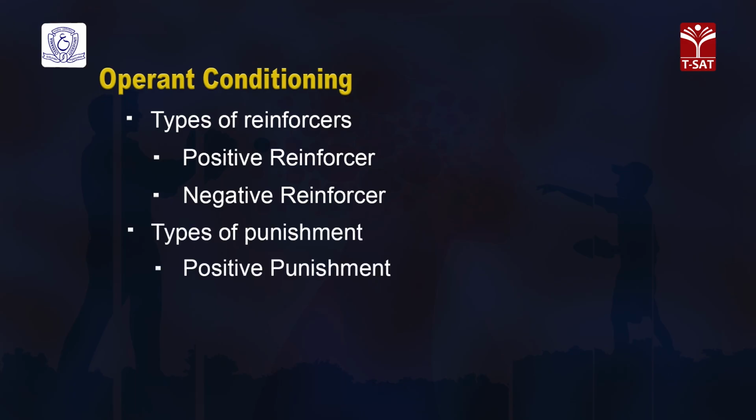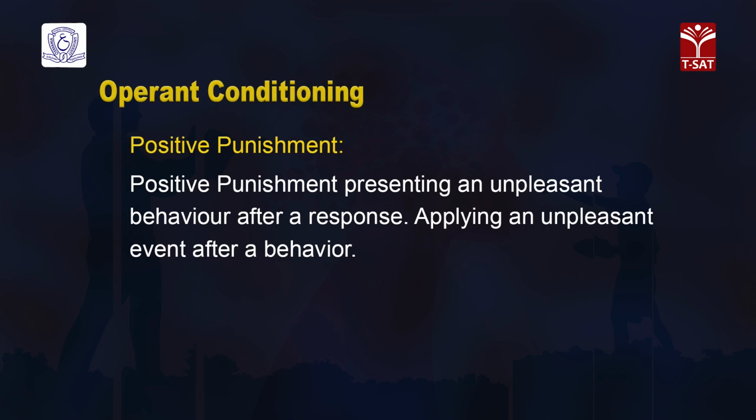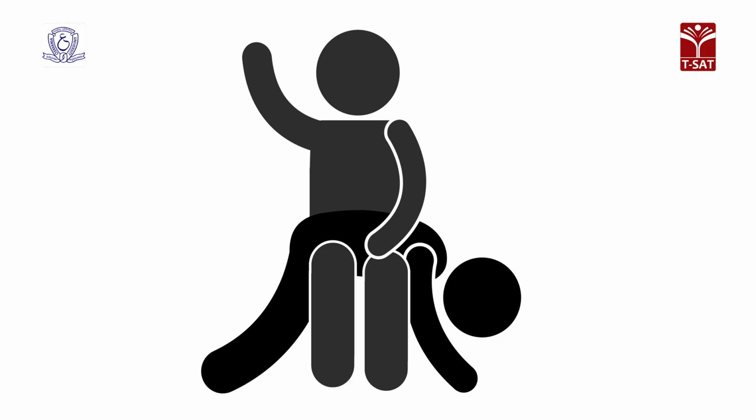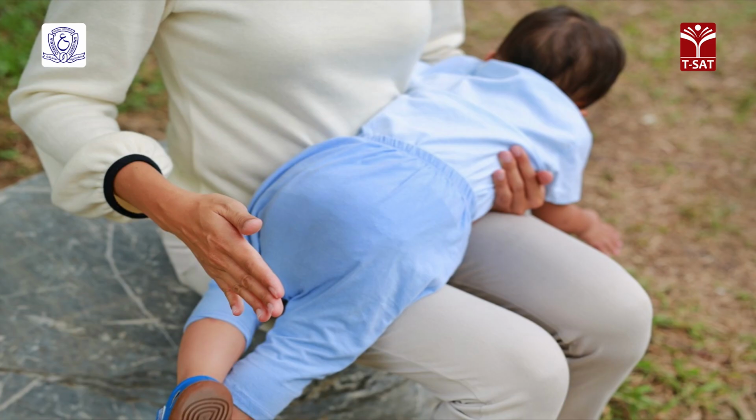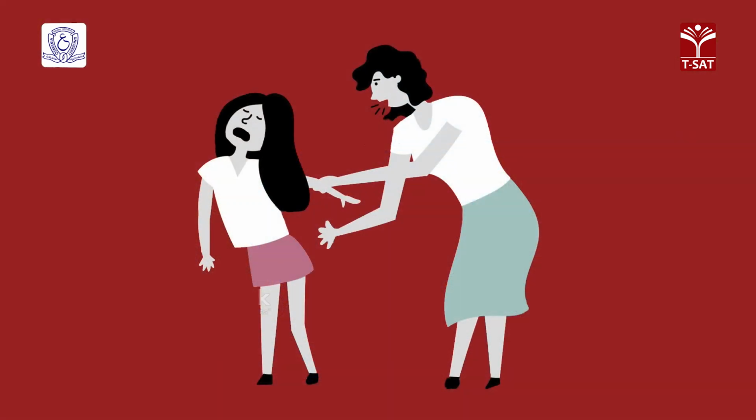Positive punishment. Presenting an unpleasant stimulus after a response, applying an unpleasant event after a behavior. Spanking, for example, is a common example of positive punishment. This type of punishment is often referred to as punishment by application, a negative consequence directly applied to reduce the unwanted behavior when an unpleasant behavior is observed.